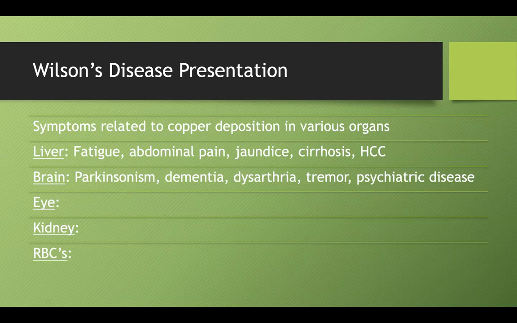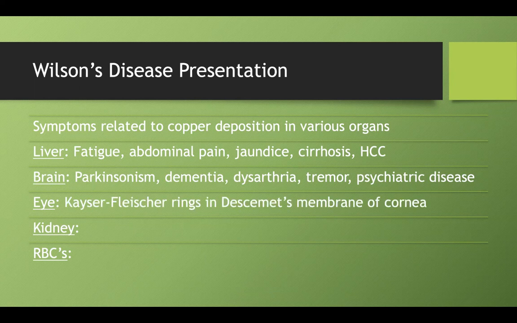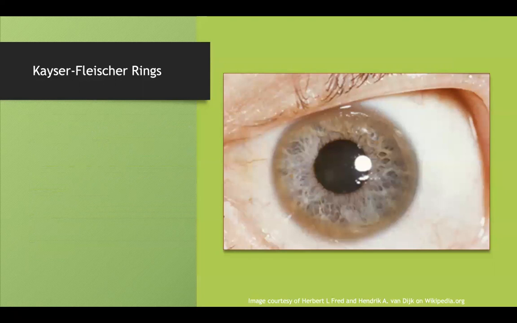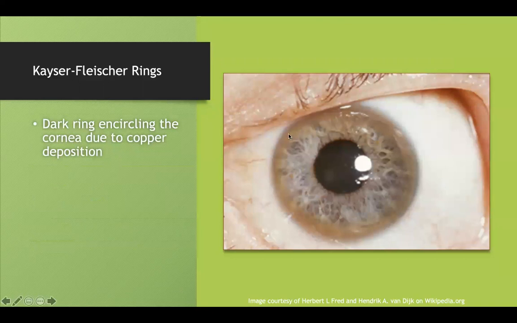In the eye, you're going to get these classic Kayser-Fleischer rings in Descemet's membrane of the cornea. So I'm going to show you a Kayser-Fleischer ring. Here is our eye. You notice that there's a dark ring encircling the cornea. This dark ring is not normal, and I've highlighted it there. And that's because all the copper is depositing in Descemet's membrane of the cornea. And they do want you to know this specific site, this Descemet's membrane. Very, very important.